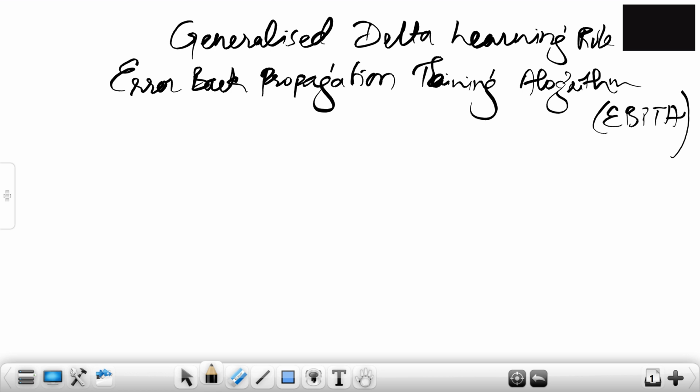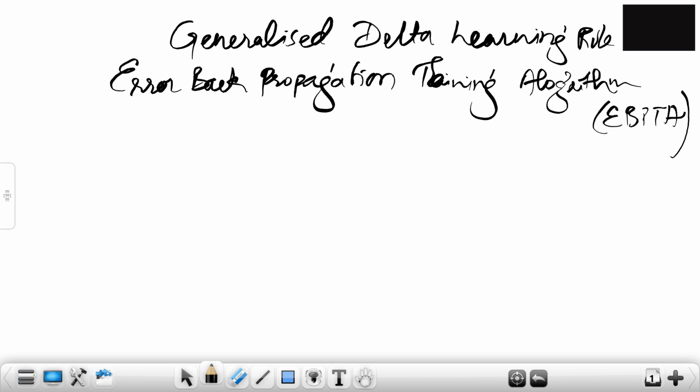So in today's lecture we are going to look into the error backpropagation training algorithm. We are going to do a derivation to find how the weights are getting updated at different layers. And then we're going to write the algorithm and the flow chart and see how the whole thing turns out to be. So let's start.